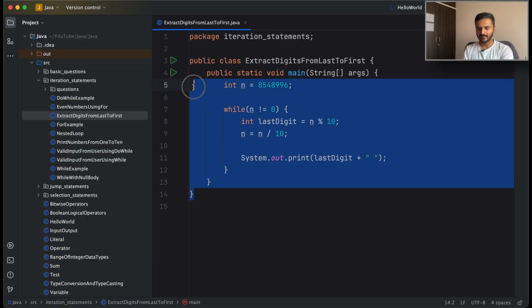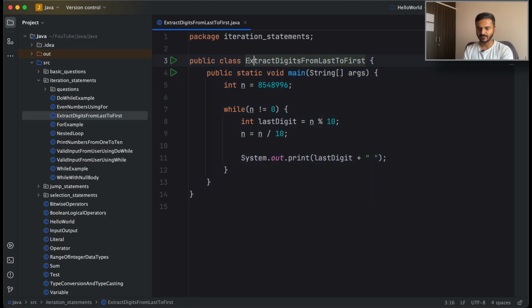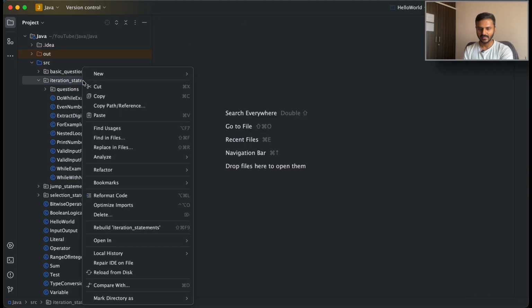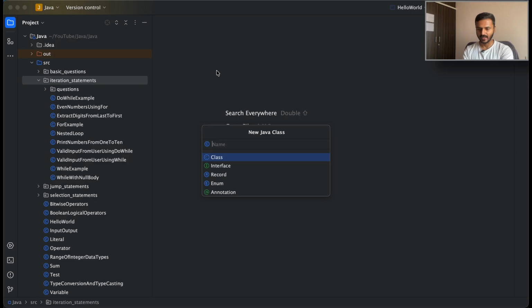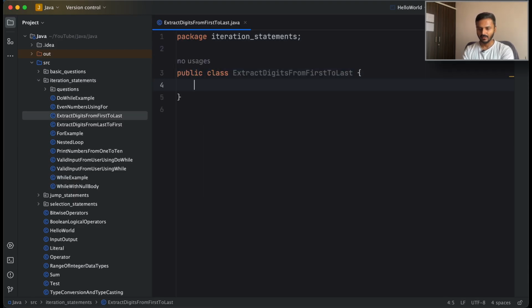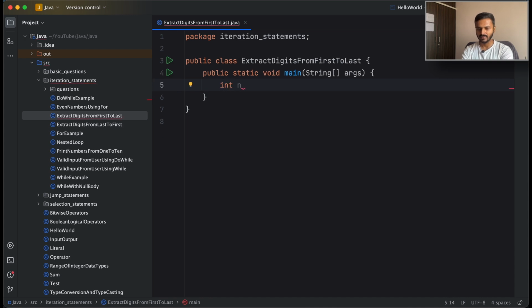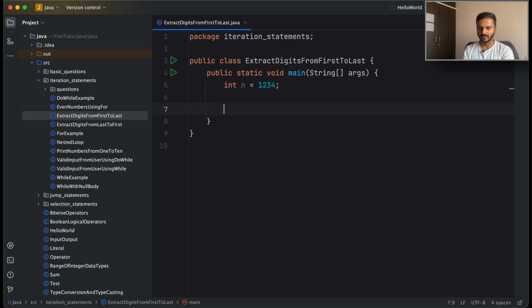And by the way, this is the code to extract digits from a given number from last to first. So let me copy the name of the class. Let me close this. And in the iteration statements package, let me create a new Java class. And let's name this class as extract digits from first to last. Here, let's have a main method. And in the main method, let's create a variable, say n, and let's initialize this to, let's say, 1234.